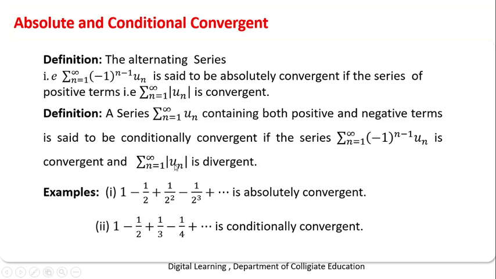So conditionally convergent means an alternating series is said to be conditionally convergent if it satisfies two conditions. What is the condition? The alternating series is convergent and the absolute series is divergent. This is an example for absolutely convergent and conditionally convergent.